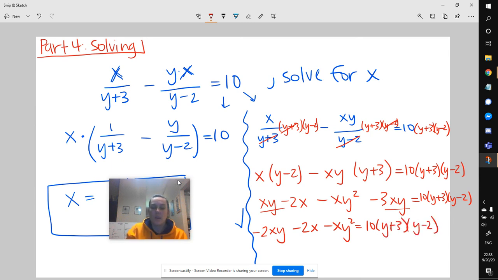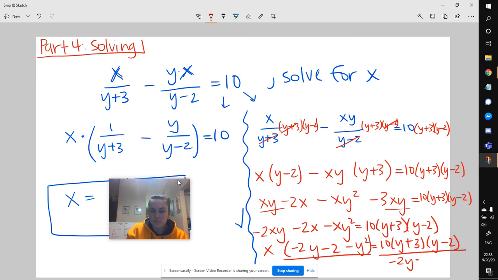Boom. Okay, everything on the left-hand side has an x, which means we can factor it out. And then you guessed it, we get to write this one more time. We divide both sides by this non-x part, negative 2y minus 2 minus y squared. This all cancels out with this, so we just have x is equal to this giant thing.